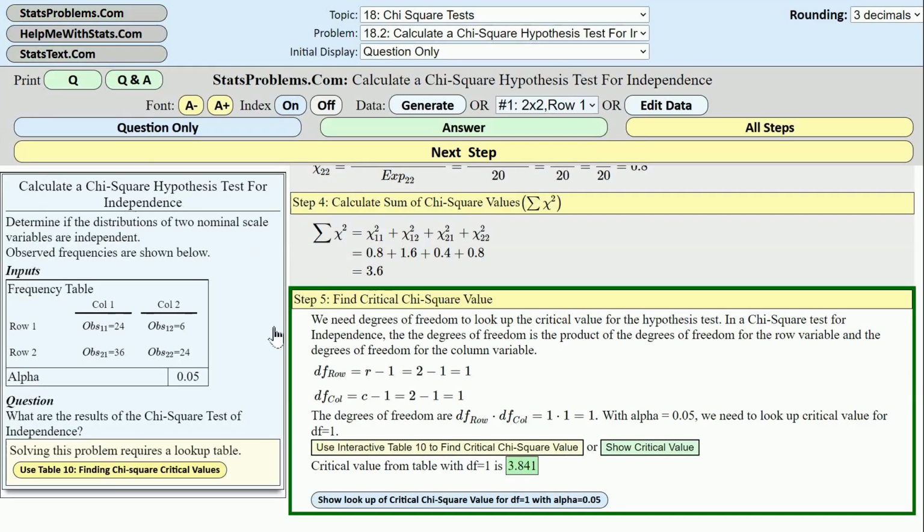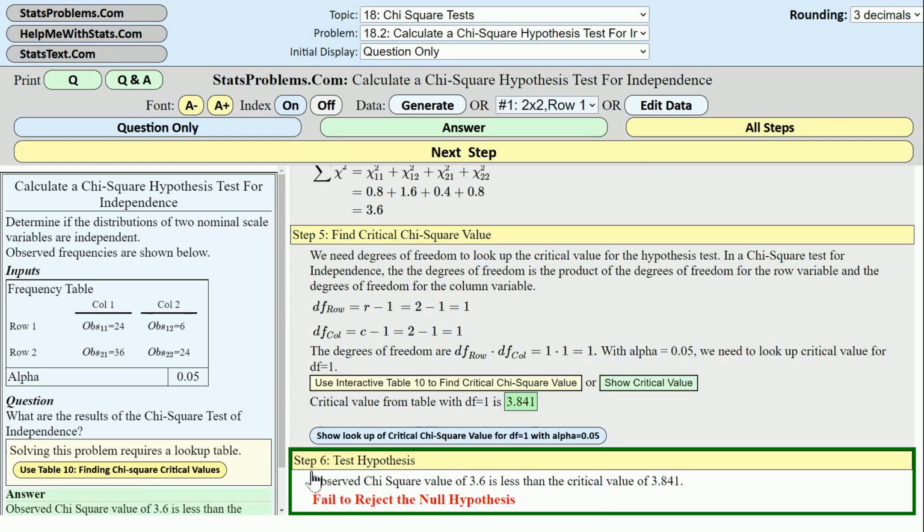Use interactive table 10 to find the critical chi-square value. Using the alpha equals 0.05 table and df equals 1, we find the critical chi-square value of 3.841. We close this window to return to the analysis, which shows the critical value from the table with df equals 1 is 3.841. In step 6, we test the hypothesis.